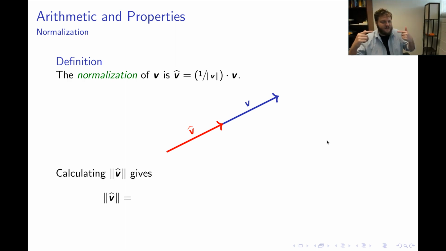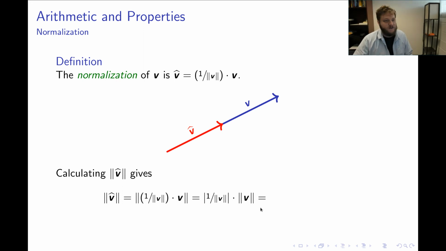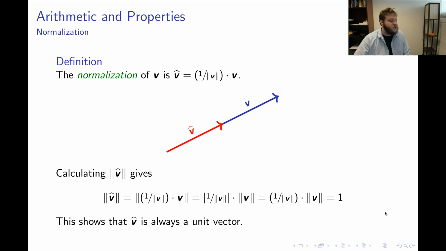And of course, I keep referencing the fact here that normalization produces a unit vector. You don't have to trust me, though. You could prove it yourself. So if I took the length of the normalization, that's the length of the scalar 1 over the original length of v multiplied by v. Remember, I can factor out the absolute value of that scalar, so that's the absolute value of 1 over the length multiplied by the length. Of course, the absolute value is unnecessary here because 1 over the length itself is positive, and 1 over the original length times that length is indeed equal to 1. So normalization always produces a unit vector.